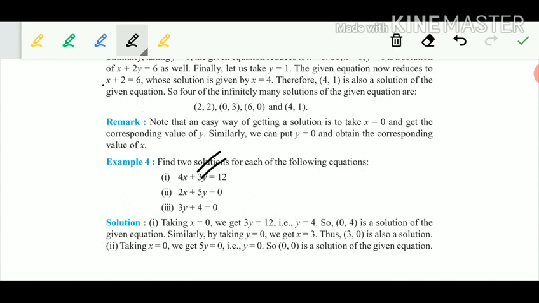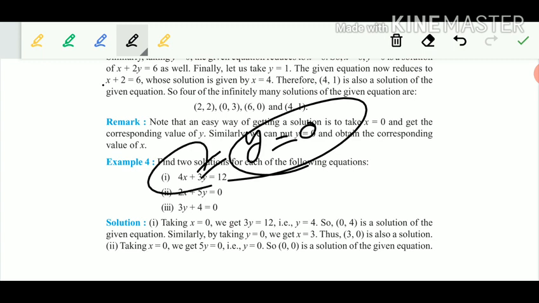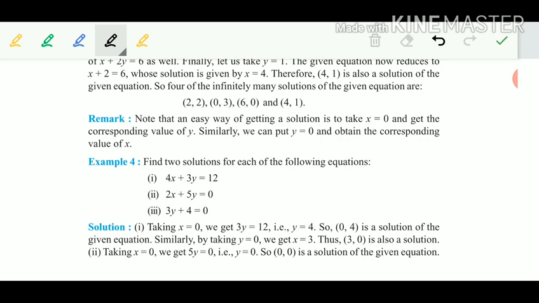The second time you can take the y value equal to 0 and find the value of x. So to find the solutions, first put x value 0, then you can put x value 1, 2, 3 and find the value of y. In this way you can find any number of solutions. The values of x and y can be whole numbers, integers, or fractions. So all these values of x and y are correct.